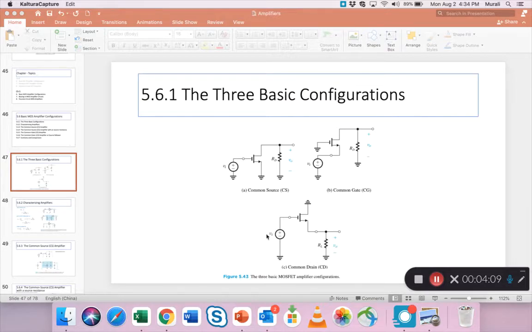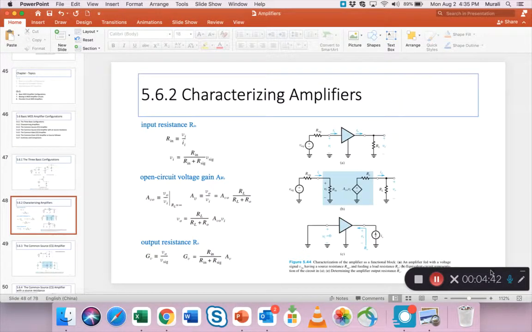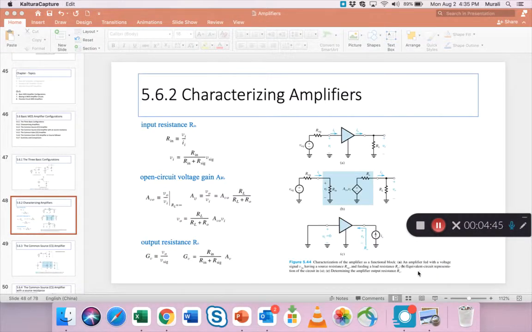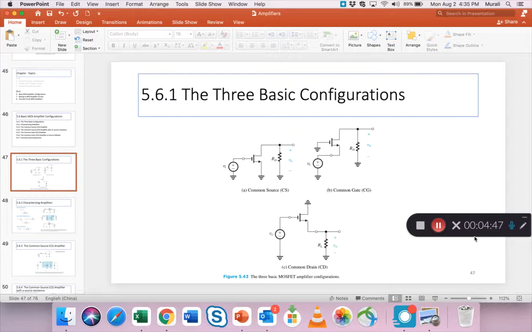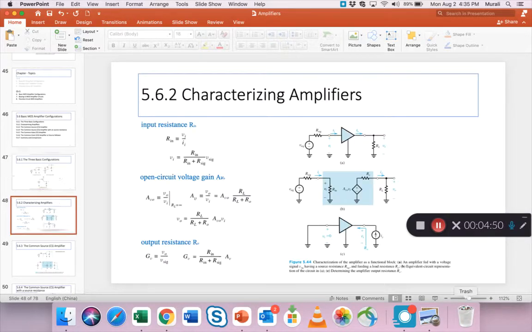Okay, so these are the three basic configurations, and remember the drawings are only showing you signals. They're not showing you the biasing arrangements. You must remember that the biasing arrangements with the VDD and the other resistors still exist, but here we are only talking about what happens with the input signal and the output signal. Okay, I'm going to move on to the next slide. By the way, what happened to slide numbers? Yeah, so we looked at slide 47. Now we are on slide 48.